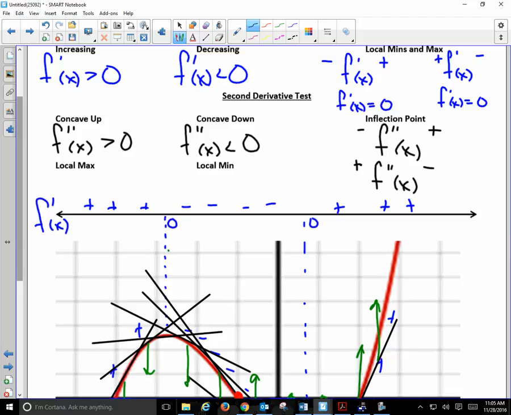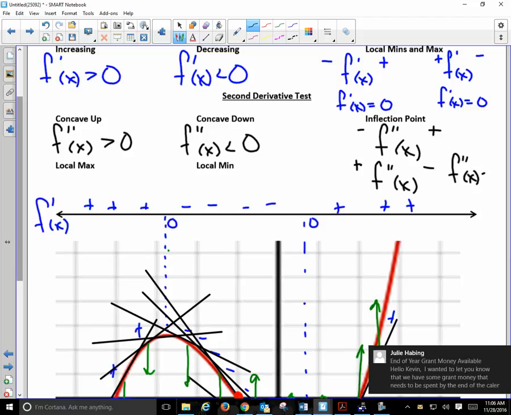So we don't discriminate between positive to negative or negative to positive with the inflection point. We don't care which one is happening, just as long as one happens. So, and yes, if it's switching from negative to positive or positive to negative, then the second derivative you'll find is equal to 0 in that scenario. Okay.